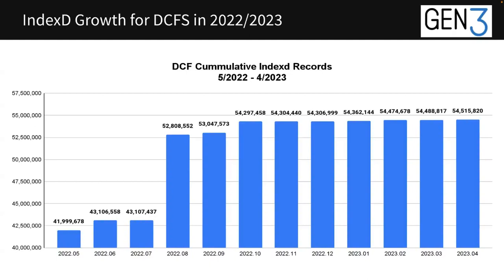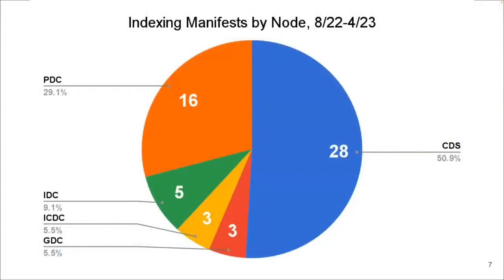This fiscal year, 2023, also has seen tremendous growth from nearly 42 million records to 54.5 million. This has been a result of continued growth by the Imaging Data Commons, as well as bringing the Cancer Data Services on board. As in all years, there have also been major releases from the GDC, the PDC, and the ICDC.